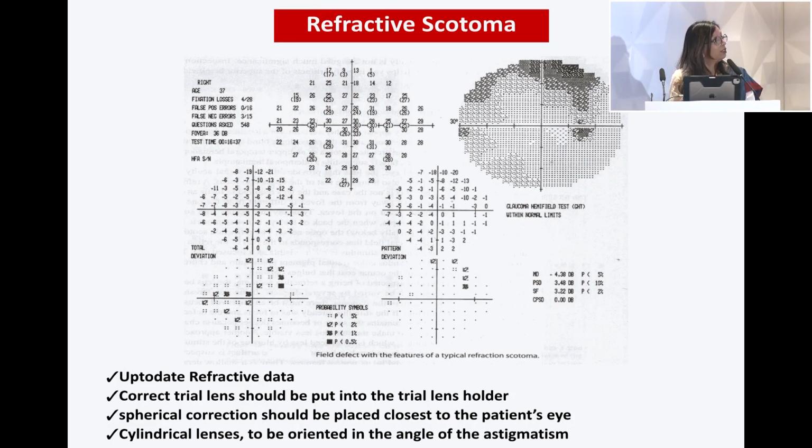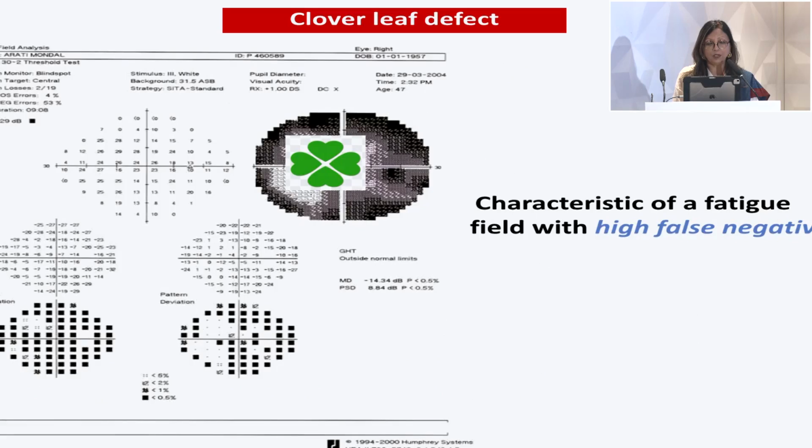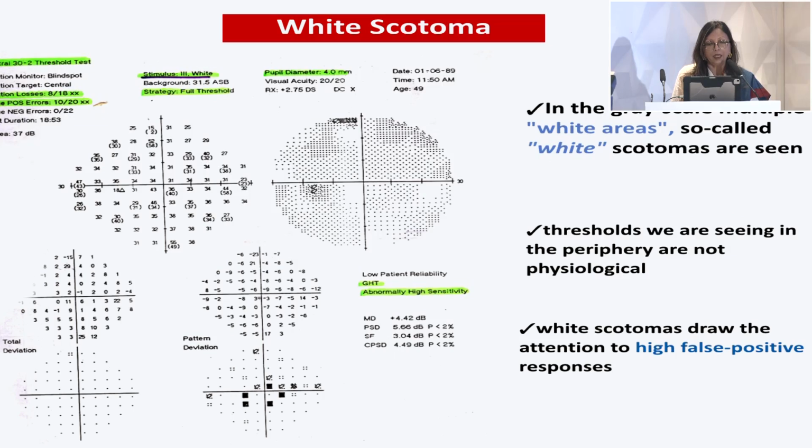Up-to-date refractive data needs to be put in. Correct trial lenses should be put in. Spherical correction should be placed closest to the patient's eye. Cylindrical lenses to be oriented in the angle of astigmatism. Thus the cloverleaf, as you see the signature cloverleaf out there, is characteristic of a fatigued field with a high false negative. This is a white scotoma, the bits of white scotoma that you see around out here. So in the grayscale, multiple white areas, so-called white scotomas.